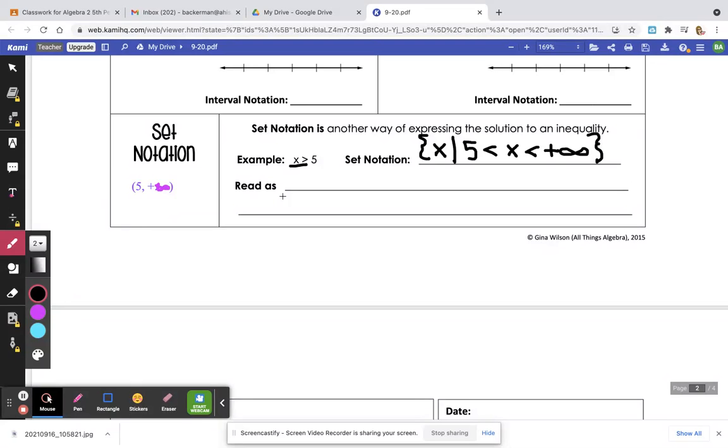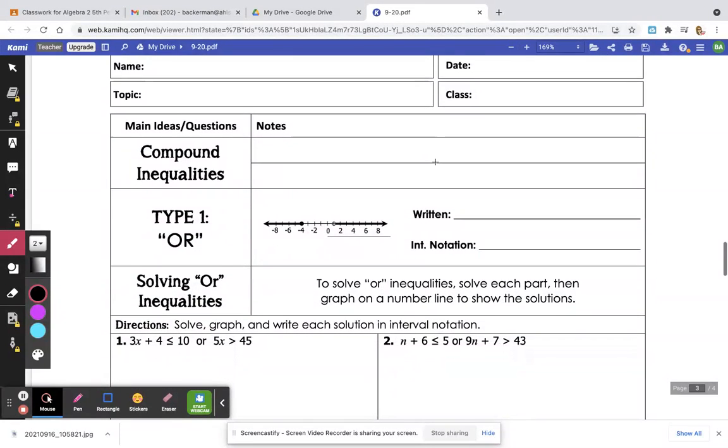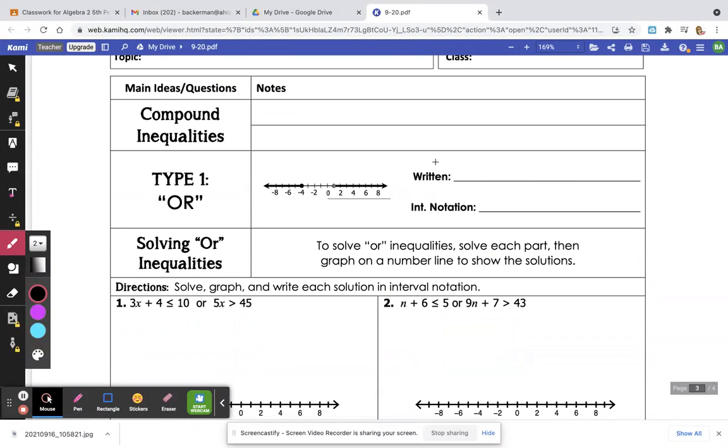Okay, so the 3 different ways are now the inequality form, which you've learned in the past, the interval notation, which is the one we'll be using more and more, and then this is called set notation. And so you'll notice set notation is very similar to inequality. The only difference is it's got the fancy brackets and it defines the variable ahead of time. That's the only difference, okay? So let's move on to compound inequalities.